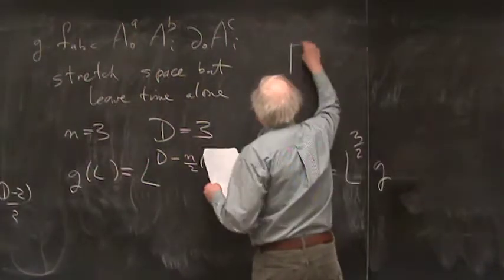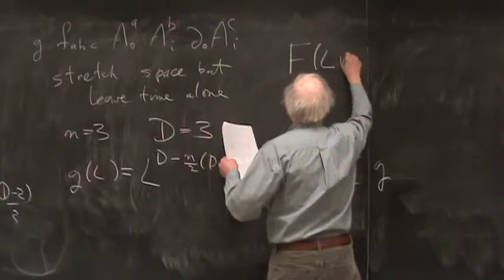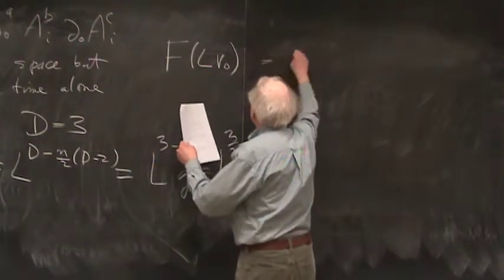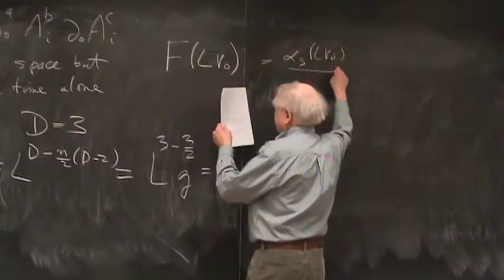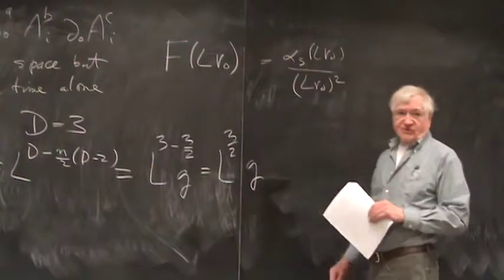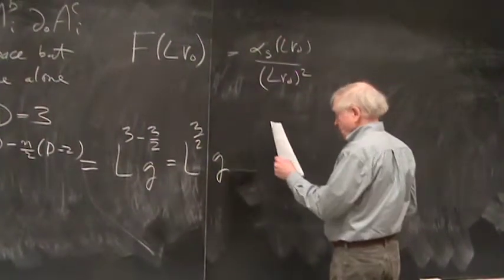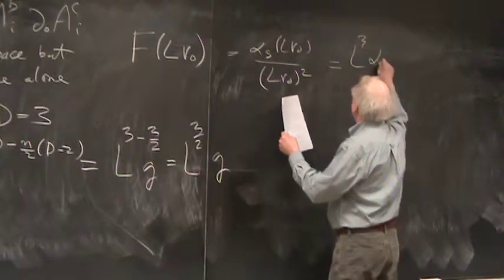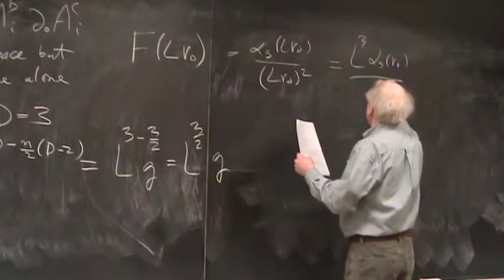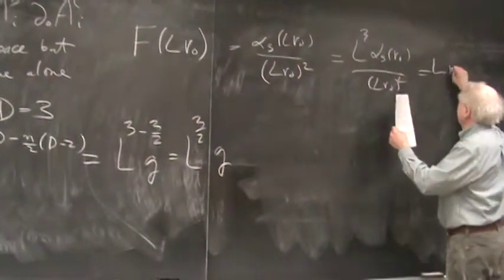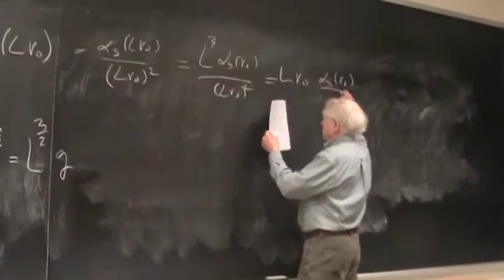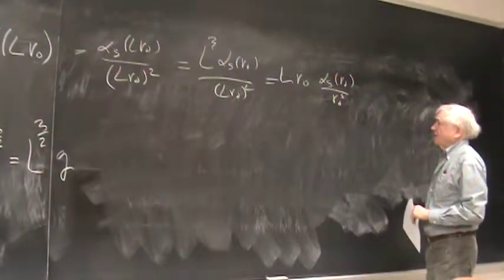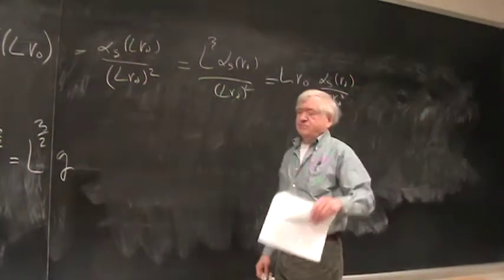And so let's look at the strength of the force at some distance scale times this dimensionless parameter. And what is it? Well, it's going to be alpha_s(LR0) over (LR0) squared. This is just the Coulomb force between two quarks. But now, as this scales, it goes as L cubed alpha_s(R0) over (LR0) squared, which is L R0 alpha_s(R0) over R0 cubed. Is alpha related to G? Yeah. Alpha is G squared. Okay. Yeah, great point.